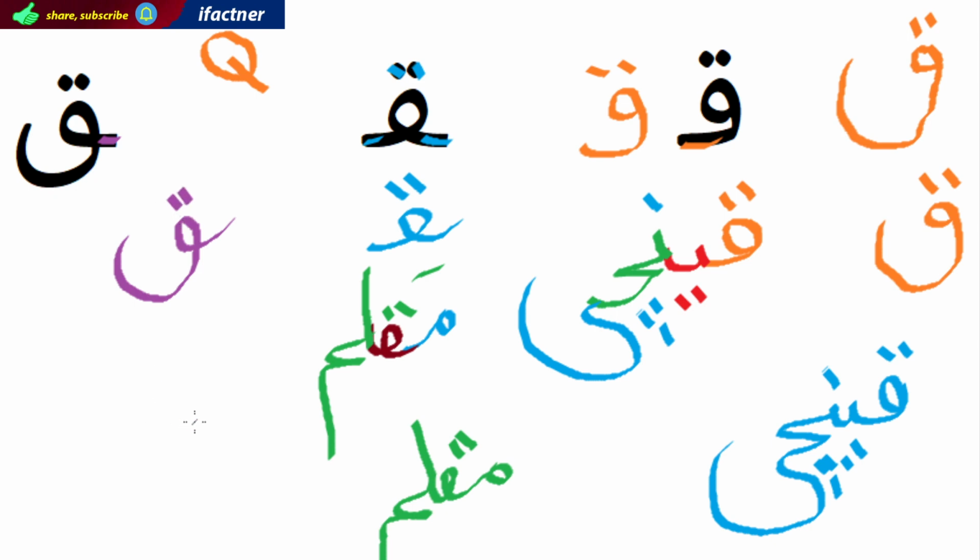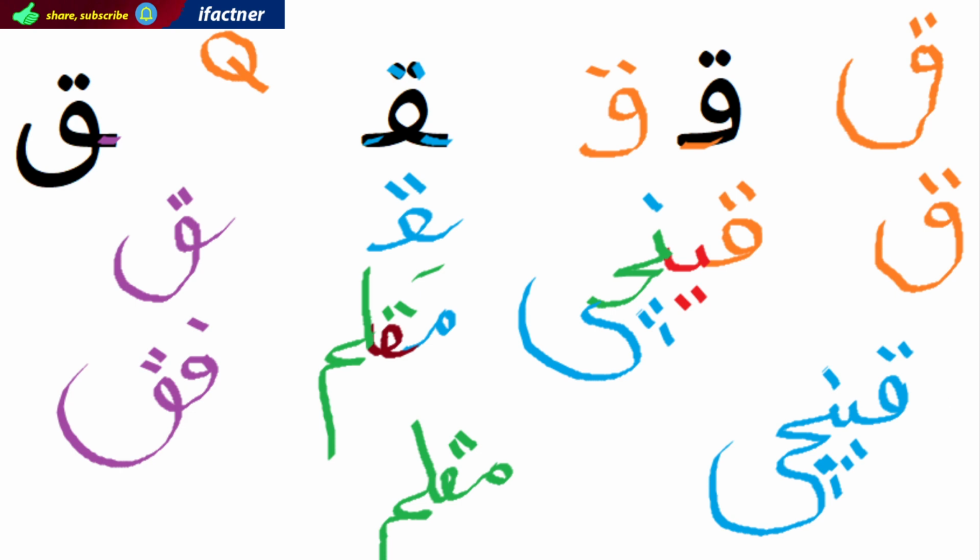Now there is a word called fak, and fak means yellow in Urdu. How do we write it? Fe, kaf, or ufak is also another word.